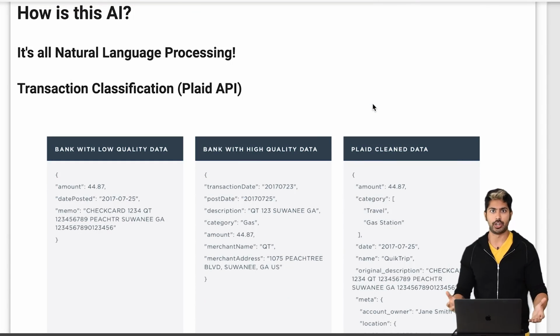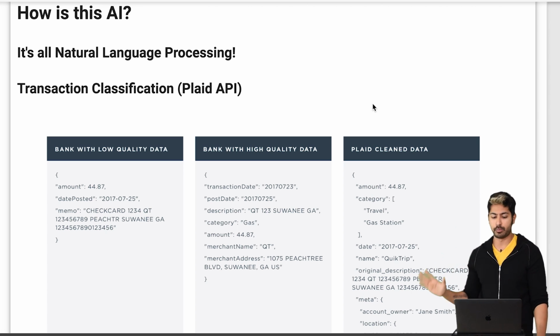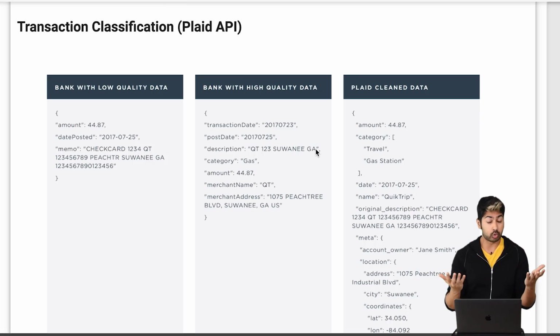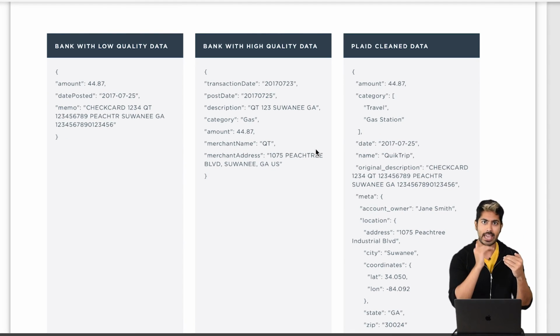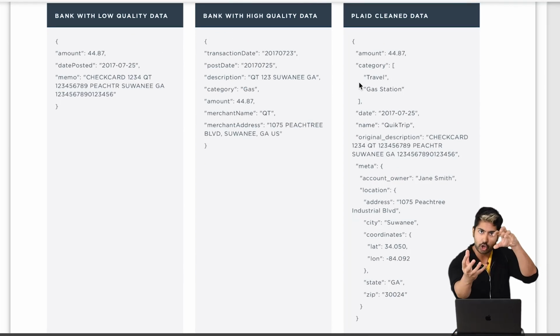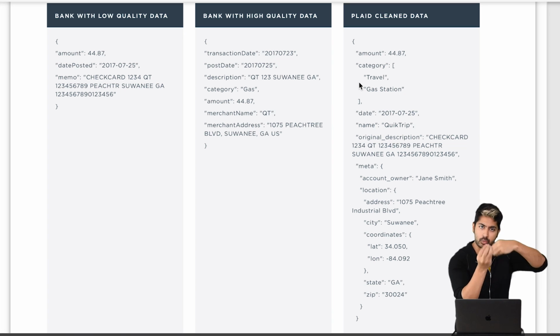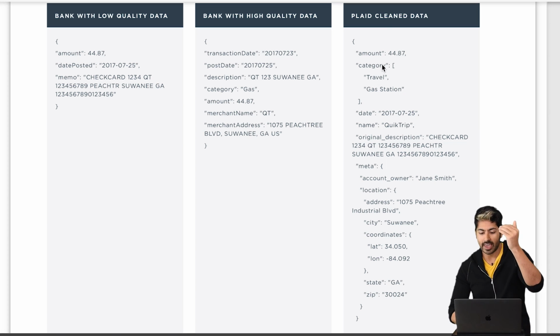So important question, how is this AI? Well, it's all considered natural language processing, and here's how. First of all, the Plaid API is an incredible API, and what it does is it returns bank data once I've authenticated with whatever my bank is. And it's going to return that as a JSON response, right? It's in the JSON format, which is one of the many different formats that data can be sent via the HTTP server client model. And in this case, look at this.